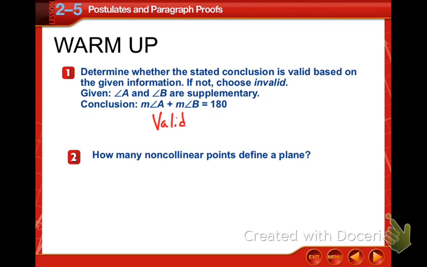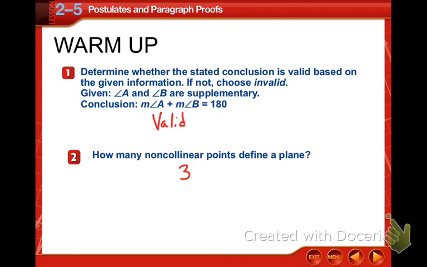The second one, how many non-collinear points define a plane? Remember, we have to have 3 non-collinear points forming some sort of triangle to have a plane be defined. So the answer is 3.